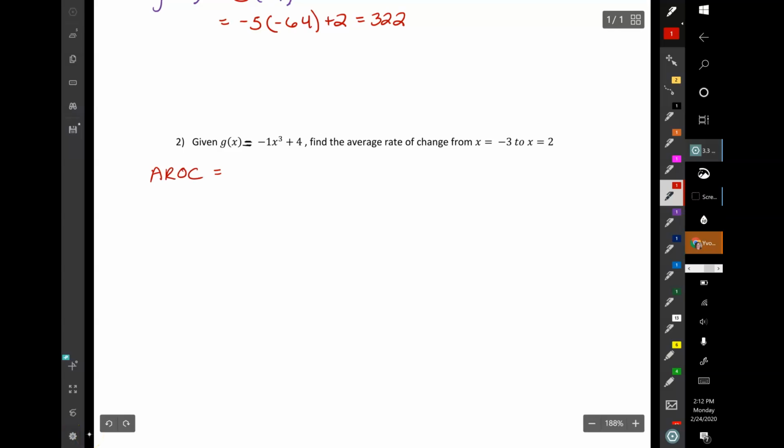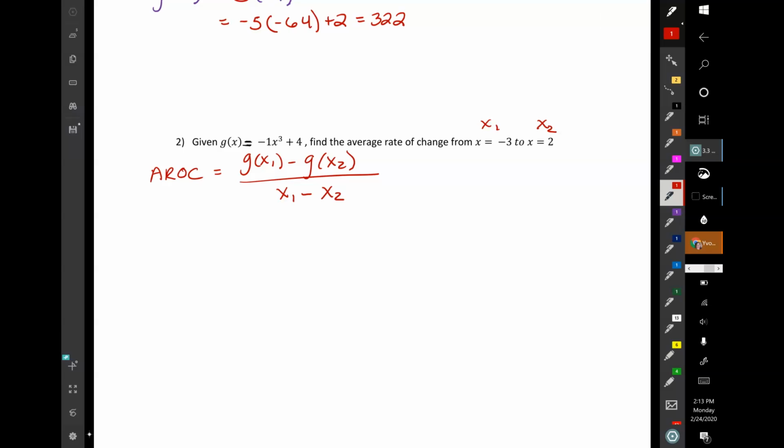And this time, I'm just going to write the formula a little differently. I'm going to write it as g of x sub 1 minus g of x sub 2, just so you know that really doesn't make a difference as long as the difference in the x's are the same order. So in the denominator, I have to have x sub 1 minus x sub 2. And then I'm going to call the negative 3 my x sub 1, and my 2 will be my x sub 2.